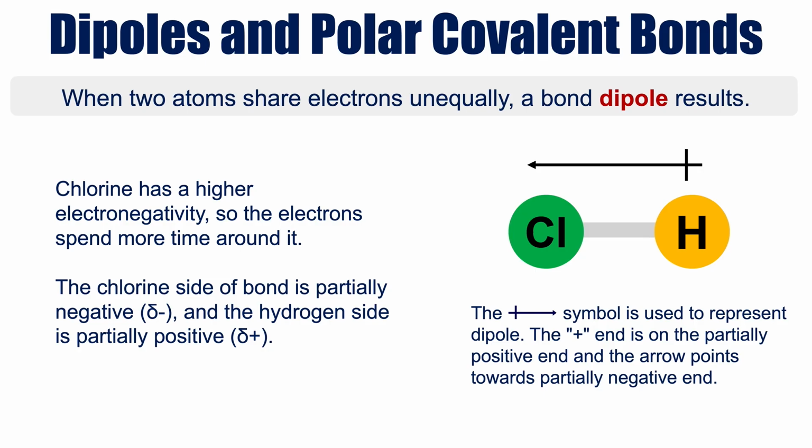So think of di meaning two, pole, you have these two different ends of the bond. The one end of the bond is partially positive and the other end of the bond is partially negative. Sometimes to represent that a dipole is formed between two elements, we use a certain symbol. If you look between chlorine and hydrogen, at the end of the bond that's partially positive, we start to draw what looks like a plus sign, but then we draw an arrow going towards the side of the bond that's going to be partially negative. So in a polar covalent bond, you have a dipole being formed where one end of the bond is partially positive and the other end is partially negative.